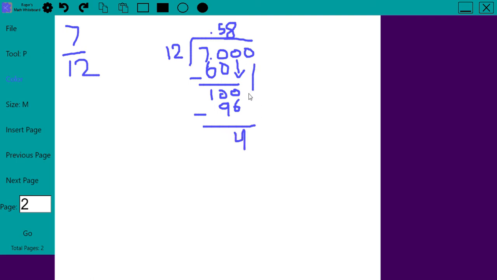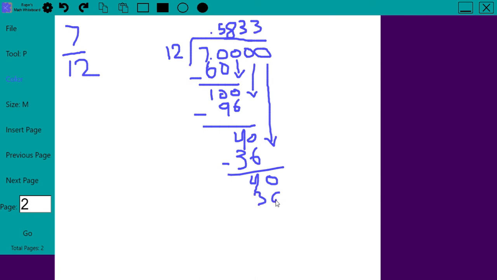I'm going to bring down my other 0. So 12 going into 40. 12 goes into 40 3 times. 12 times 3 gives me 36. Subtract and I get 4. And I'm going to pull down one more 0. Bring it down. 40 again. How many times does 12 go into 40? 3 times. 12 times 3 is 36. And then subtract. And I get a remainder of 4.